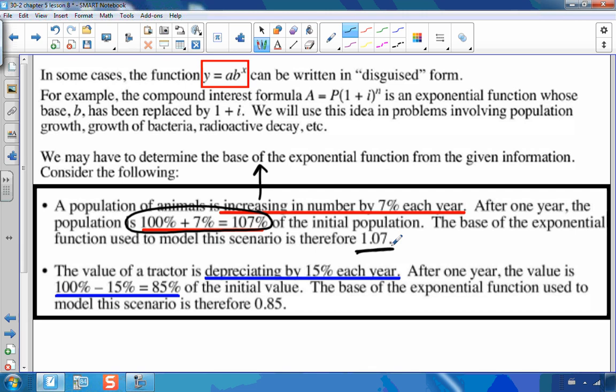In the other one, I have the value of a tractor, which is depreciating, which means decreasing or going down by 15%. So that means it's 100% take away 15%, which is 85%. But again, we don't leave our base as a percentage. We put it as a decimal. So our base is 0.85.